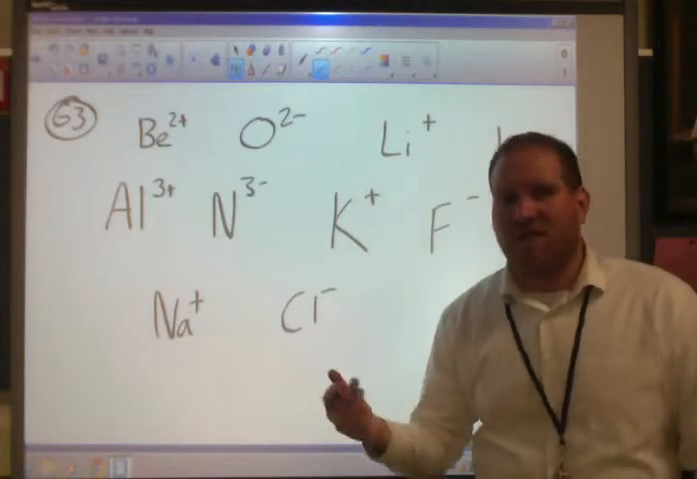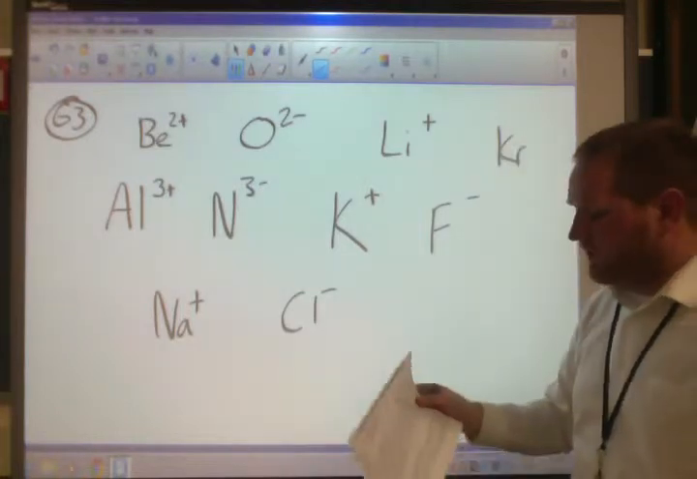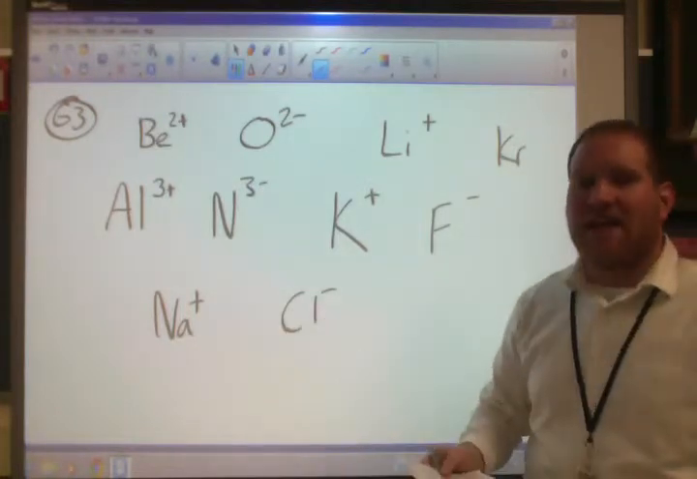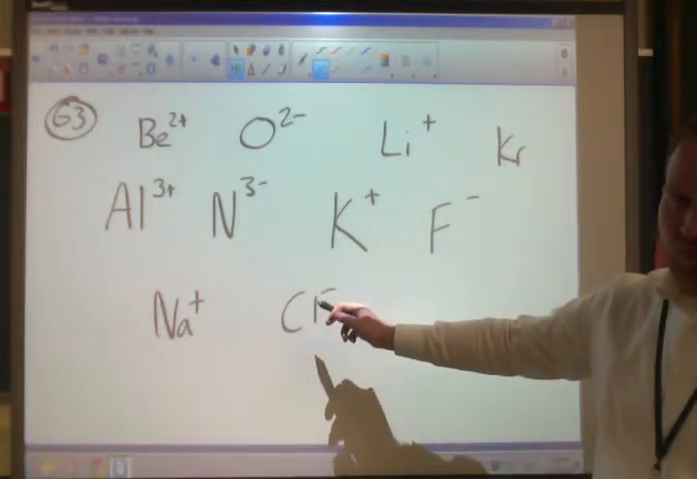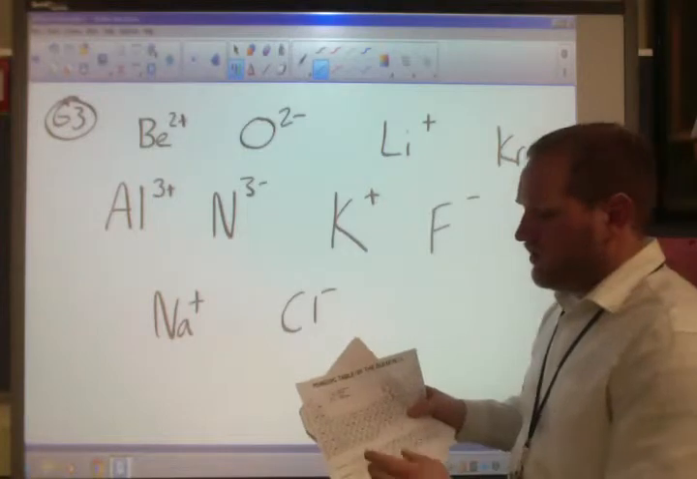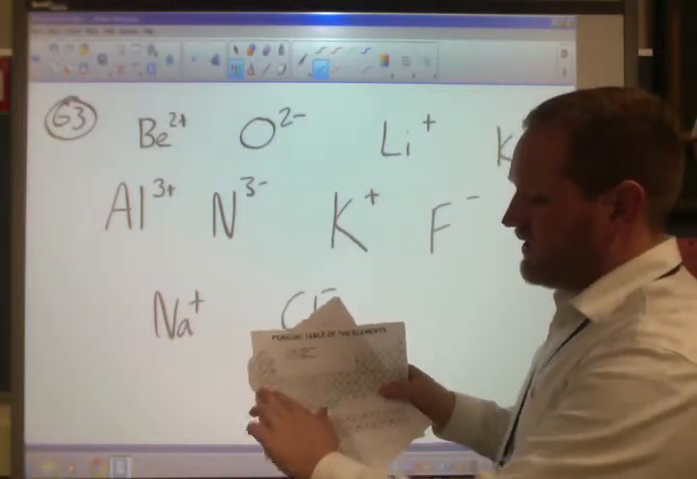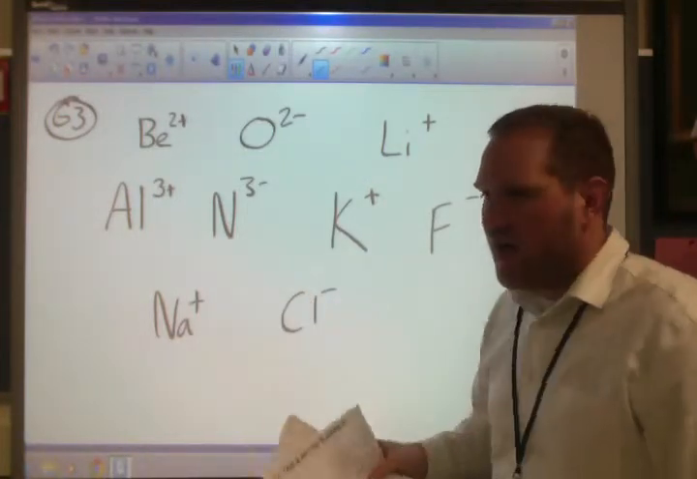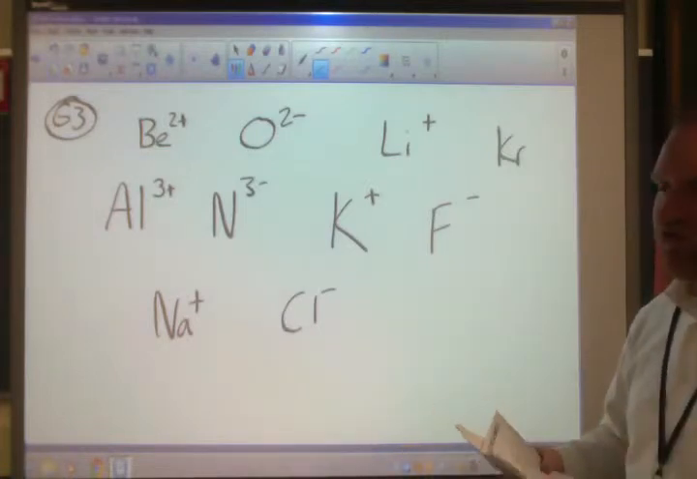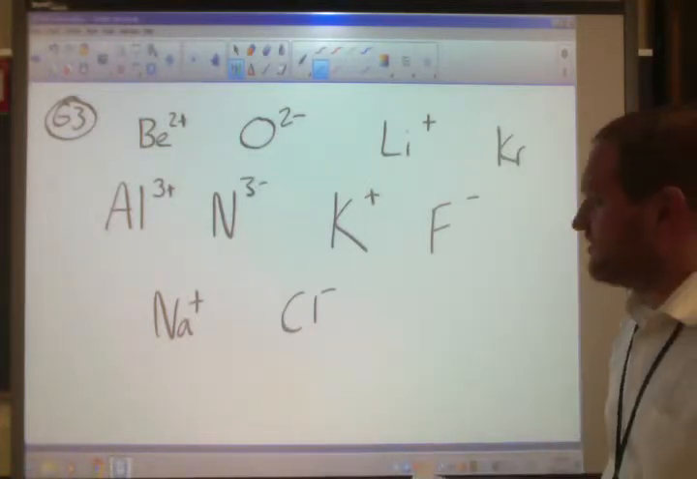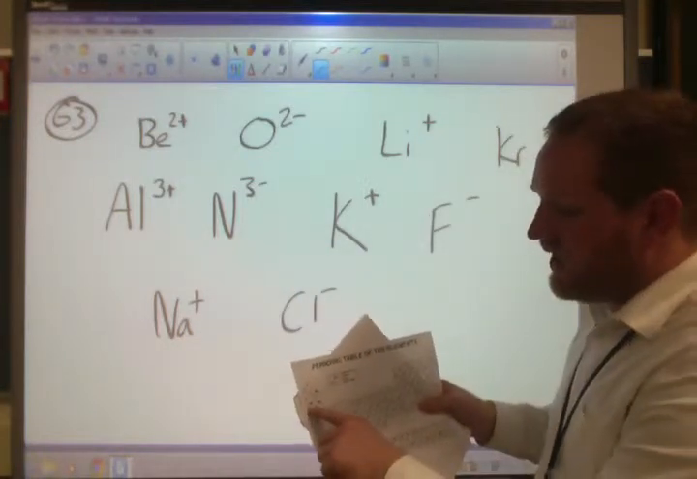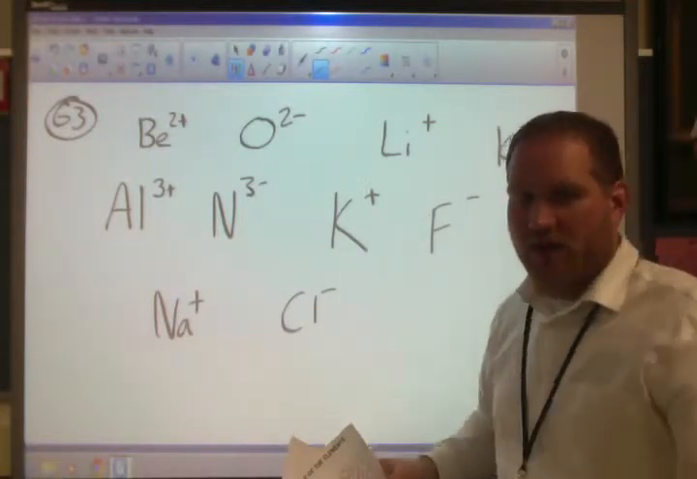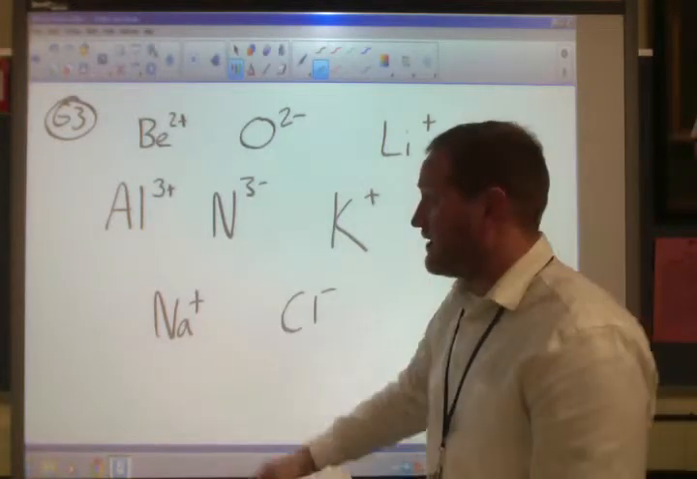If it wants to gain valence electrons, like if it's a non-metal somewhere over here, it's gaining negative charges. So chlorine is going to gain 1 negative charge, 1 electron. If it has 1, 2, or 3 valence electrons, it's going to have a positive charge because it's losing negative charges. Sodium, Na, has 1 valence electron, so it's going to kick 1 electron away, losing a negative, gaining a positive charge.